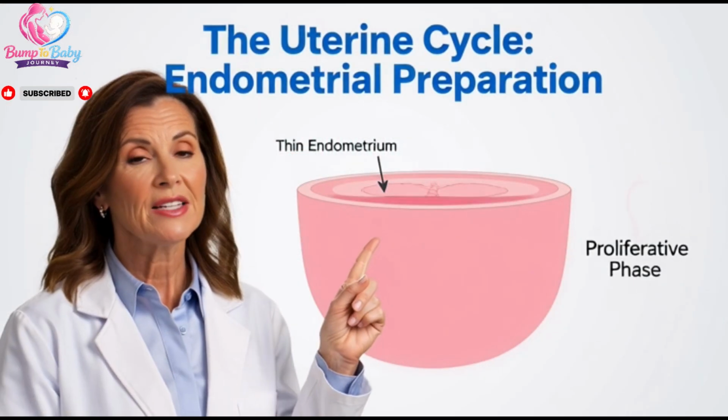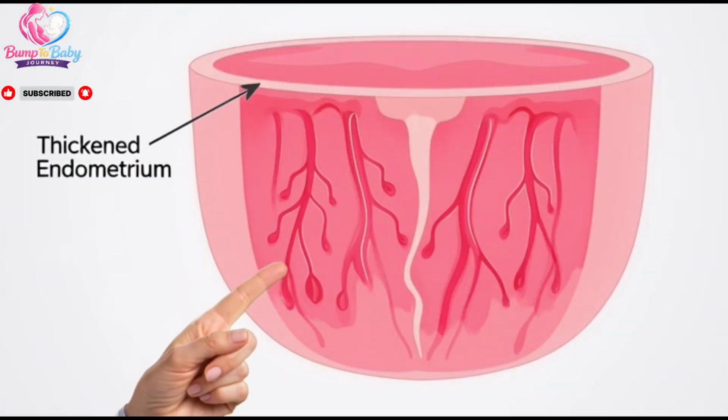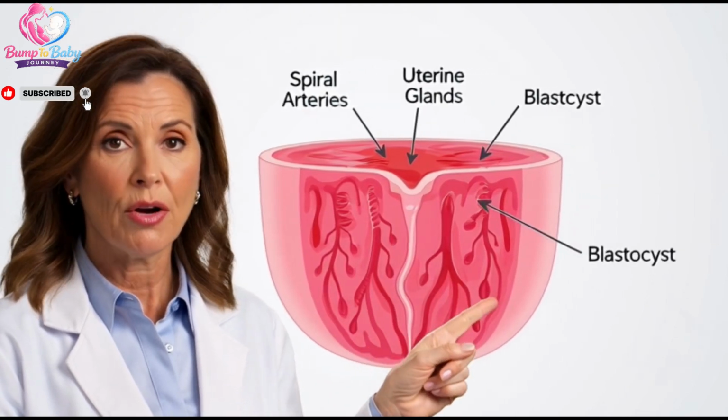Here, the uterine lining is initially thin. Under hormonal influence, it begins to thicken. The proliferative phase leads to a dense, vascular-rich lining, as per primal expansion.